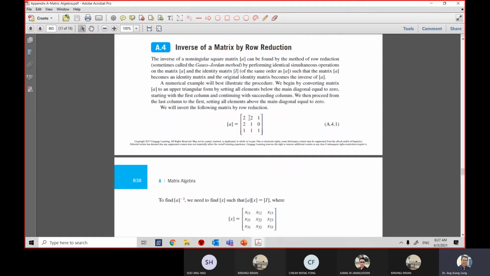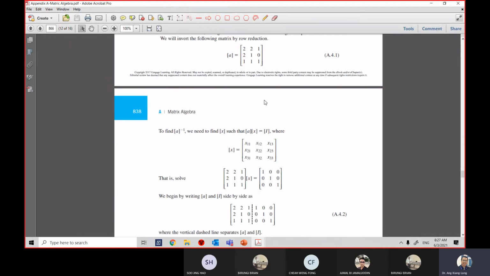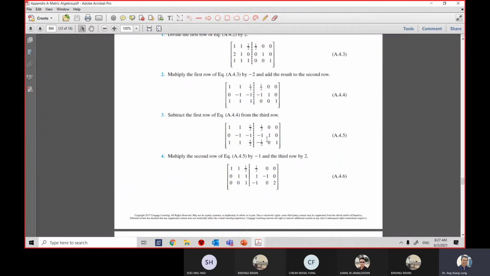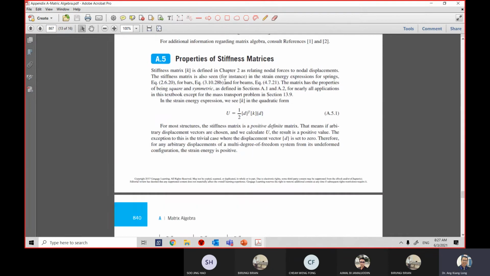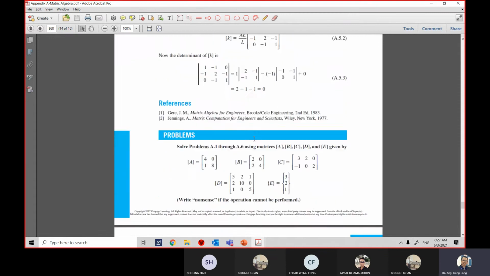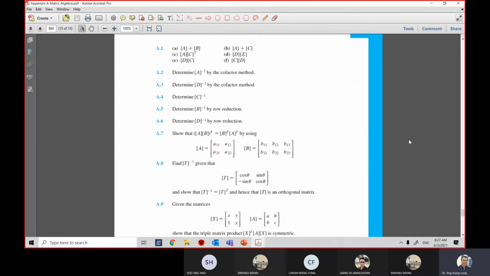And inverse matrix, how do you solve a matrix using row reduction? What is the row reduction method? So the property of the stiffness matrix, this one we will learn later, right? But have a look into it.